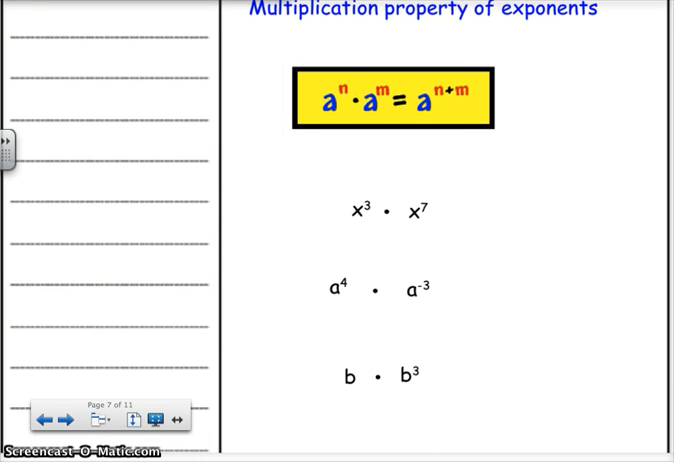So x cubed times x to the 7th is equal to x to the 3 plus 7, which is x to the 10th.